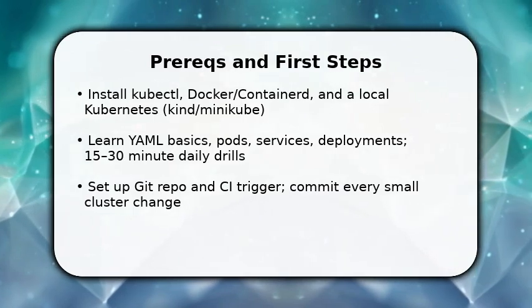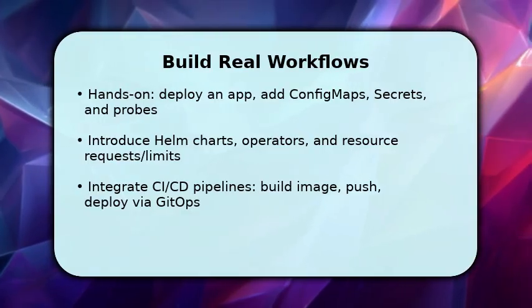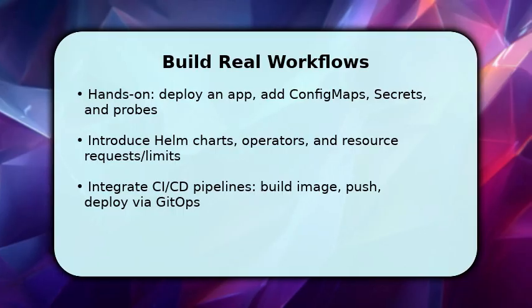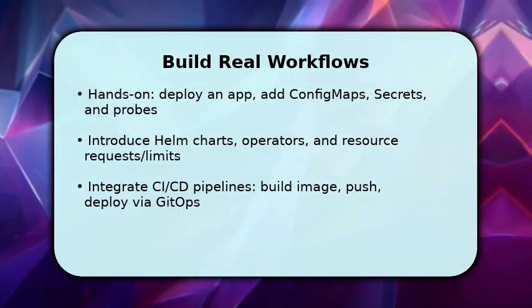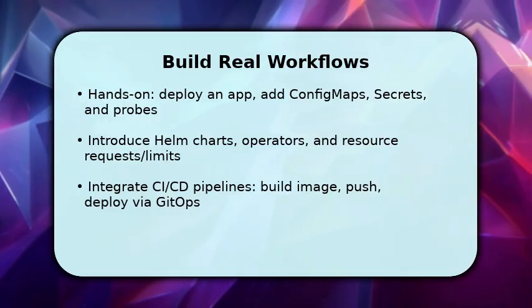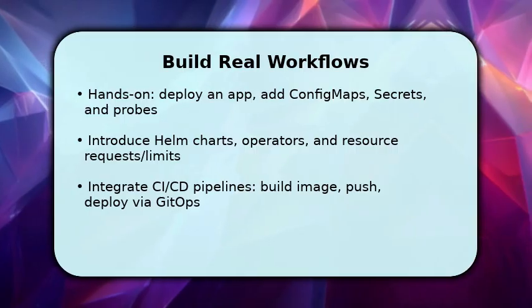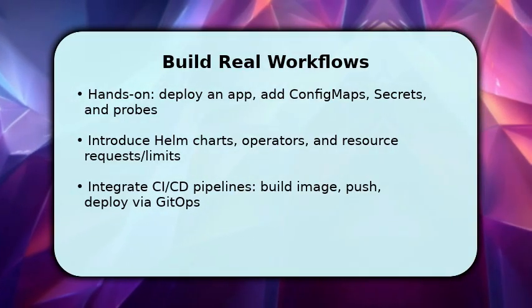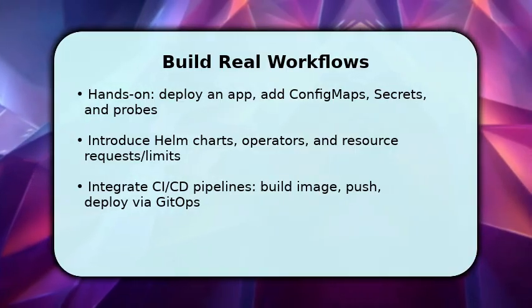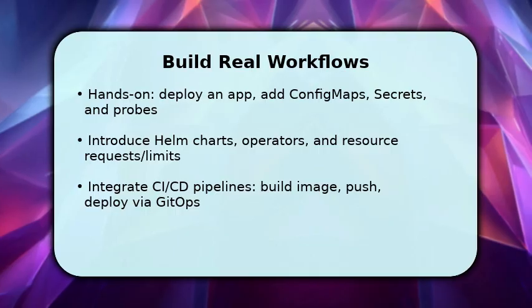Now you move into the middle, real workflows. Deploy a multi-tier app and add config maps, secrets, readiness, and liveness probes so your services behave. Make sure to apply resource requests and limits to avoid noisy neighbors. Once stable, introduce Helm for templating and an operator for lifecycle automation. Integrate CI/CD by building images, pushing to a registry, and using GitOps to reconcile manifests. These steps teach you the why behind decisions.